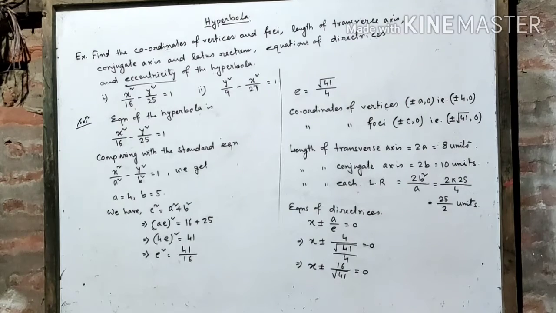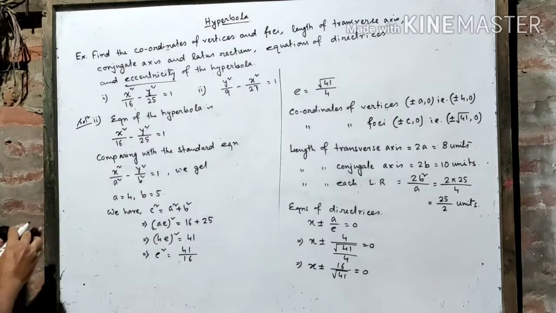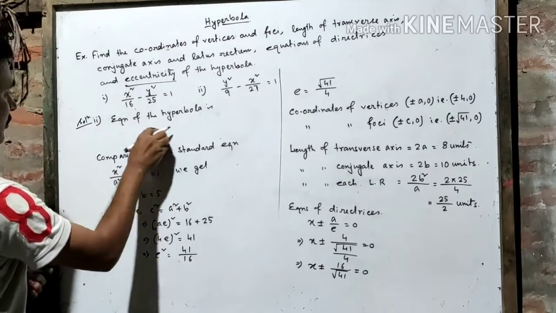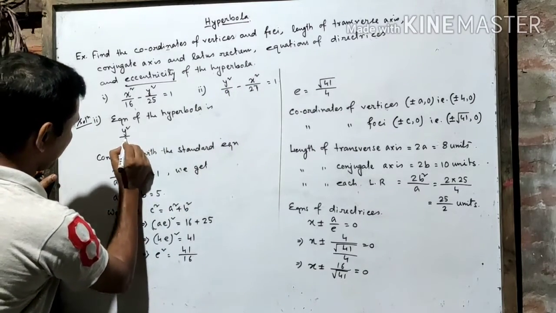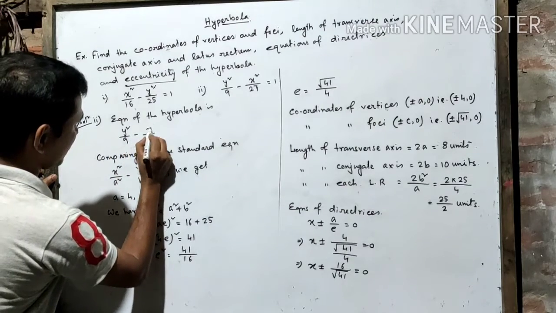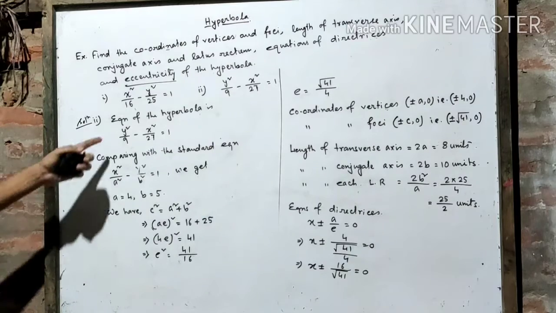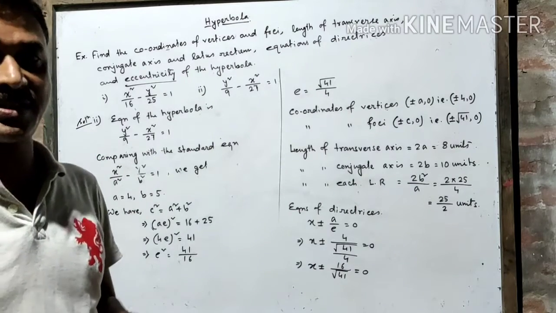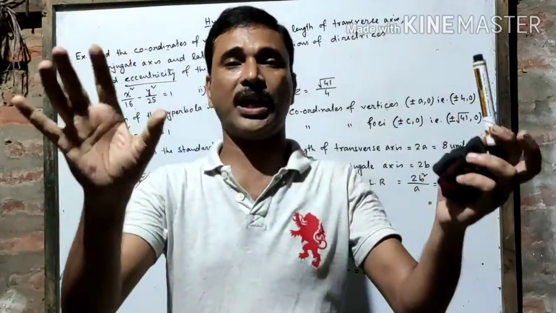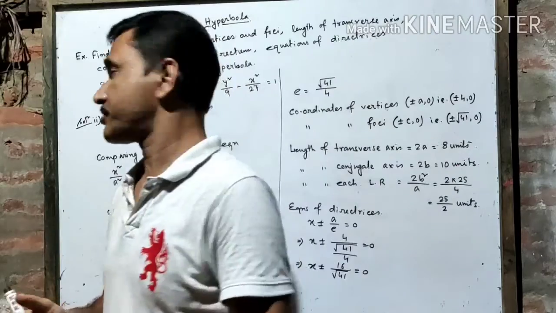Okay. Next, number 2. This we have done number 1. Then number 2. Equation of the hyperbola is y square by 9 minus x square by 27 is equal to 1. So here y square has positive coefficient. Accordingly, y-axis is the transverse axis and focus will lie on the transverse axis. Accordingly, you have to write the informations.